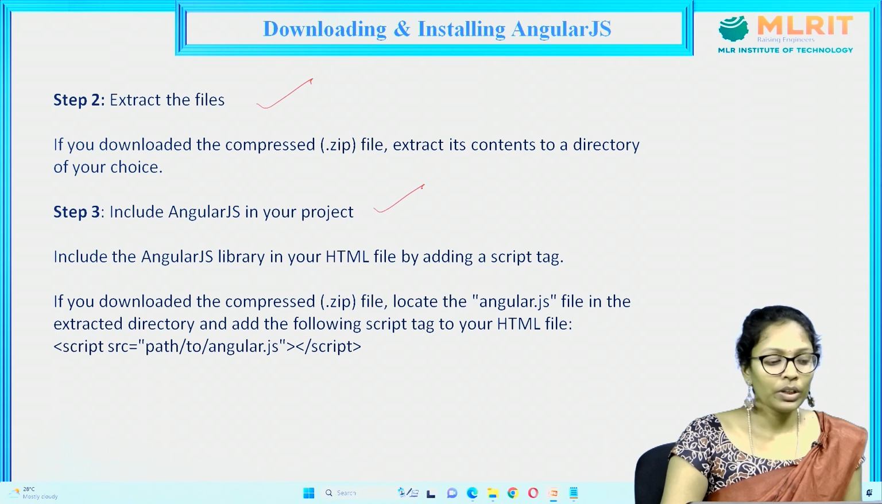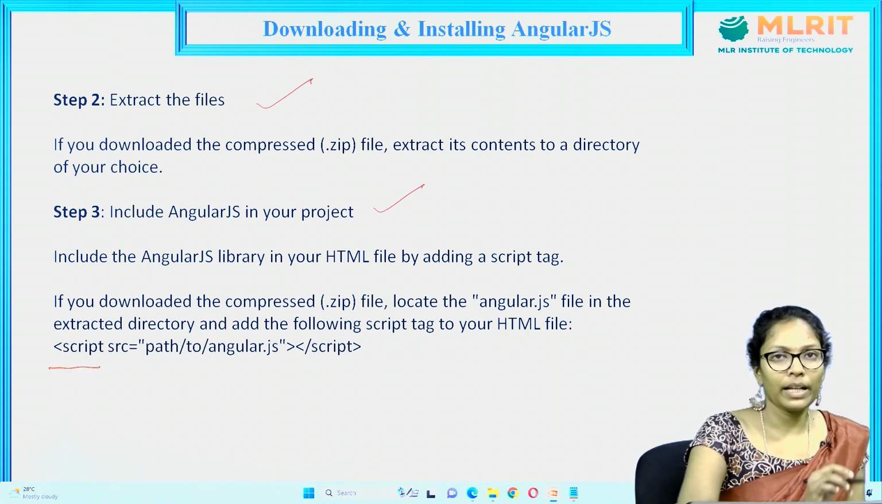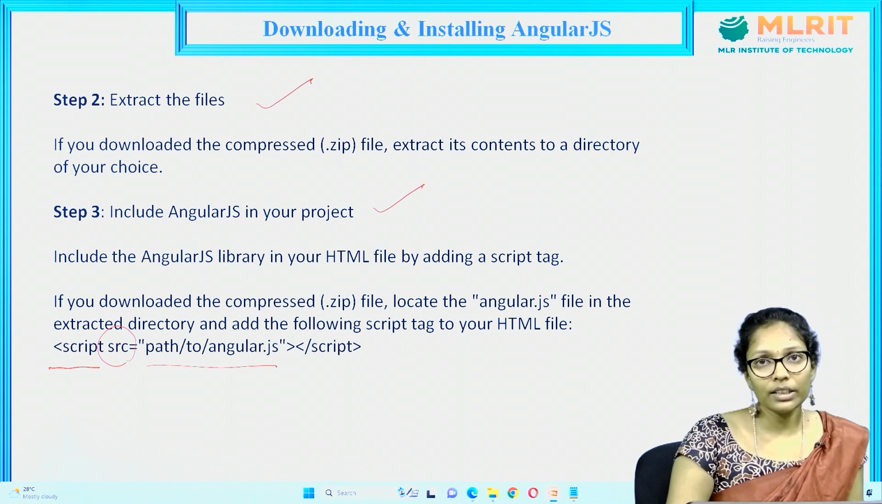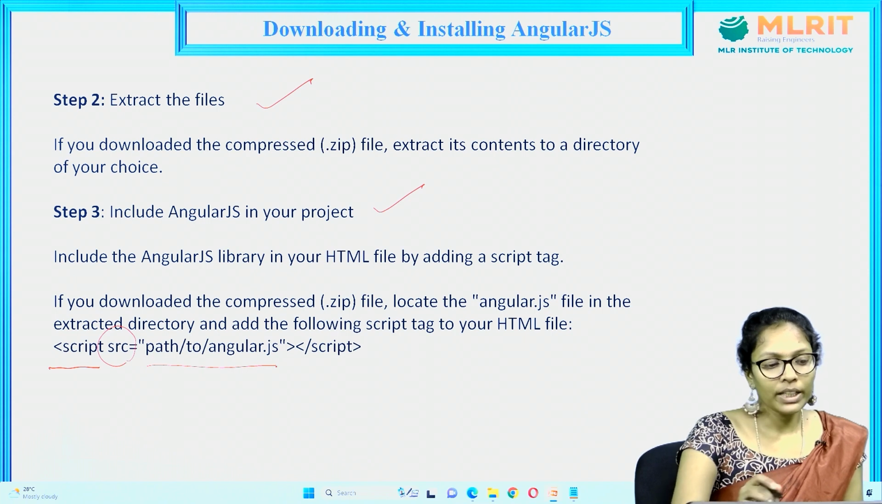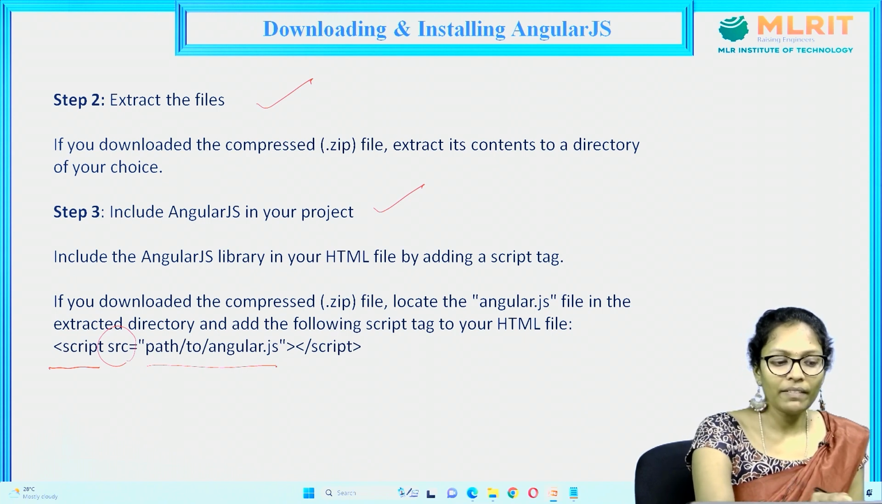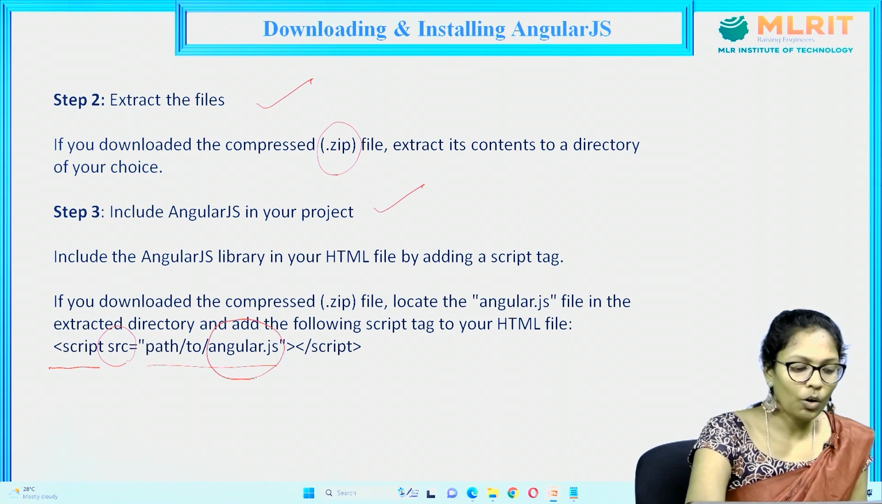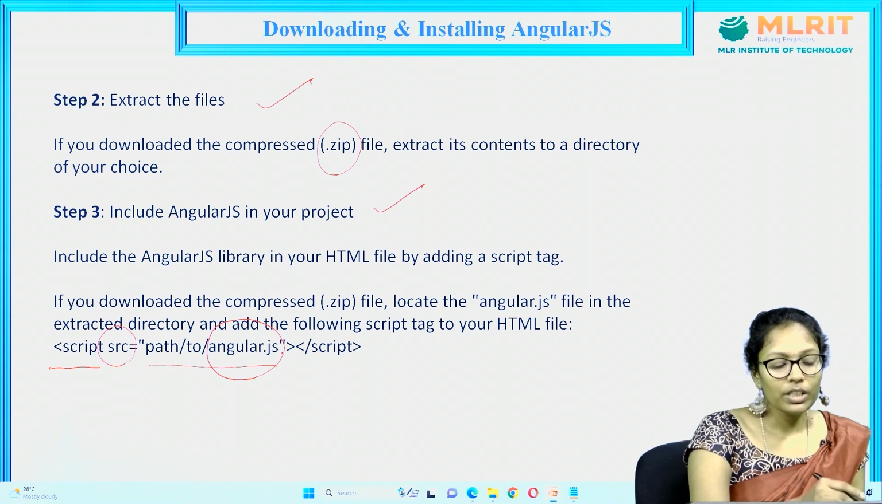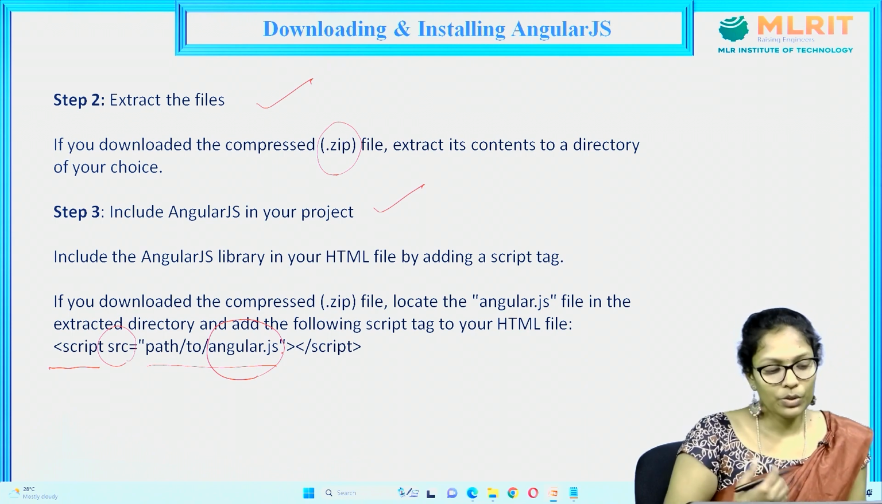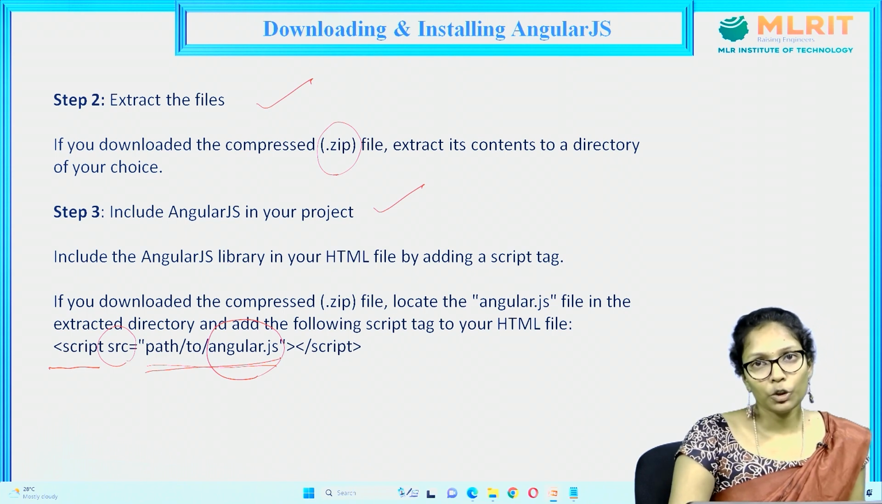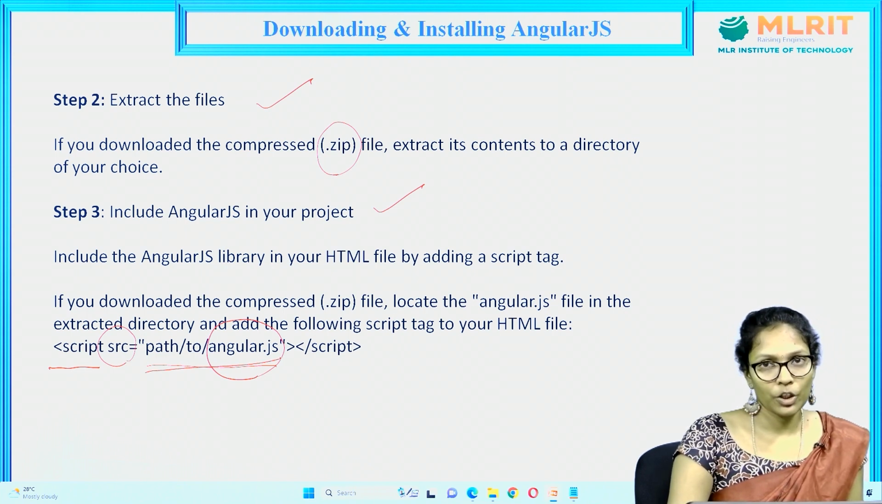How to include? Simply using the script tag. For this script tag, you use an attribute called source, and here we need to give the path of this angular.js. We have already extracted this zip file, and that folder will contain a file called angular.js. So first I need to get the path of that file. Simply copy that path and paste it here. Then you can directly use AngularJS libraries in your application.